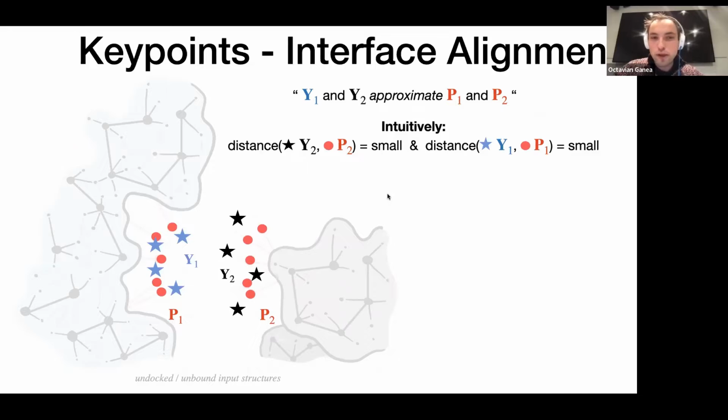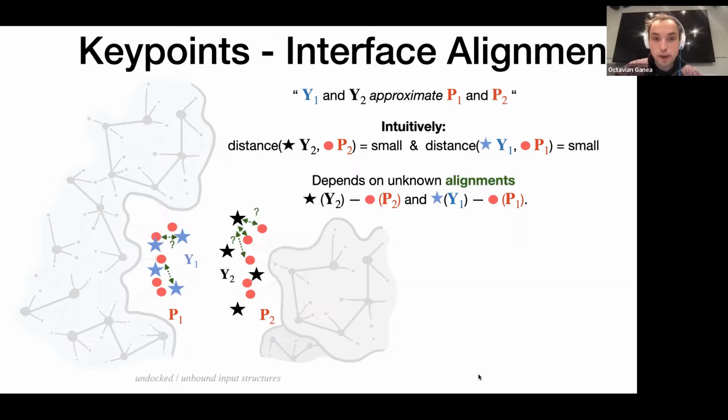But intuitively, what we want is the distance between set Y2 and set P2 to be small, and also the distance between set Y1 and set P1 to be small. This is going to depend on some unknown alignments that we have to predict. We have to predict which point of Y2 corresponds to which point of P2, for instance, and the same for Y1 and P1. So we have to predict these green dashes, if you want.